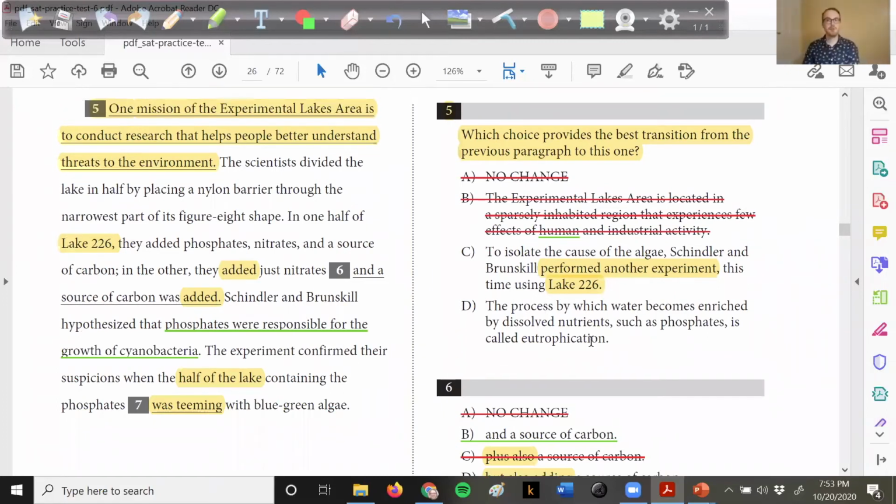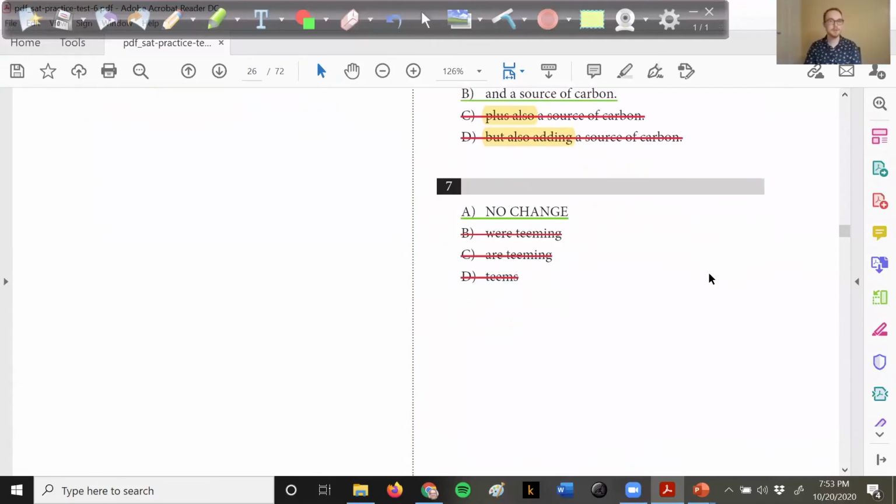The process by which water becomes enriched by dissolved nutrients such as phosphates is called eutrophication. Eutrophication. No, that has nothing to do with any of it. That has nothing to do with these nylon barriers. These nylon barriers are all about the experiment taking place. So C is clearly our best answer. Get out of here, eutrophication. You're just there to make us waste time trying to pronounce you.